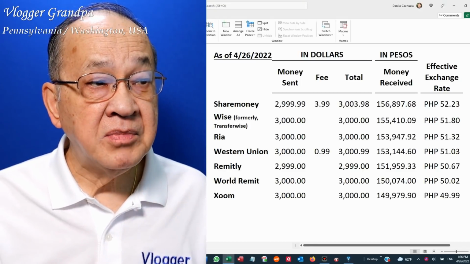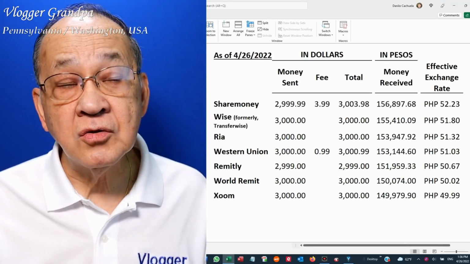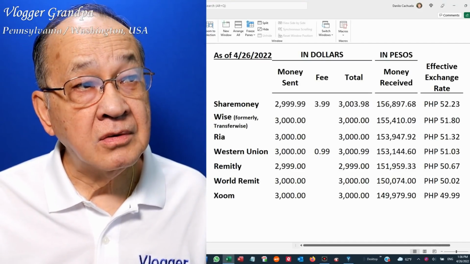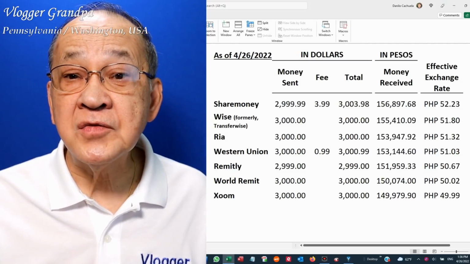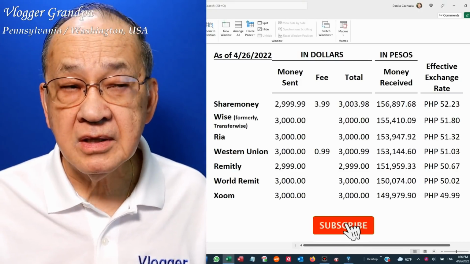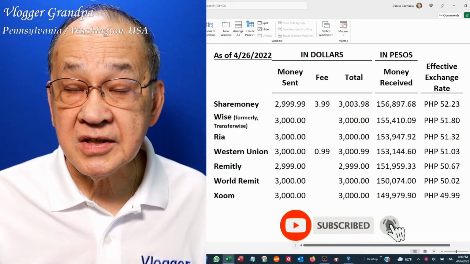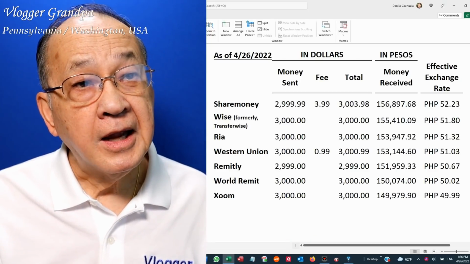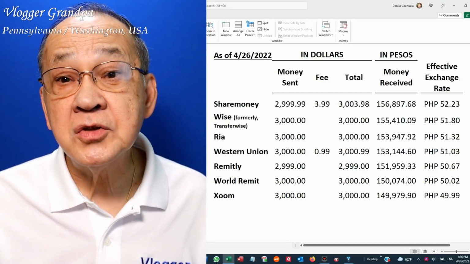And I did this in maybe 10 minutes. Took me 10 minutes because I was researching the internet to find out which transfer agencies are available. And this is the first time I heard of share money. I'm not saying they did not exist at that time or last 2 years, but this is the first time I have seen it. And share money beat Wise by a small amount.